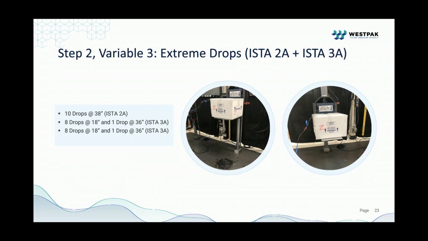Okay, our variable case 3 was actually taking our 2 standards that we were referencing, ISTA 2A and 3A, and combining all the drops that they call out in those standards on our 2 shippers. So ISTA 2A calls out 10 drops at 38 inches. And then, like I mentioned, ISTA 3A has 2 separate drop sequences called out, detailed right here.